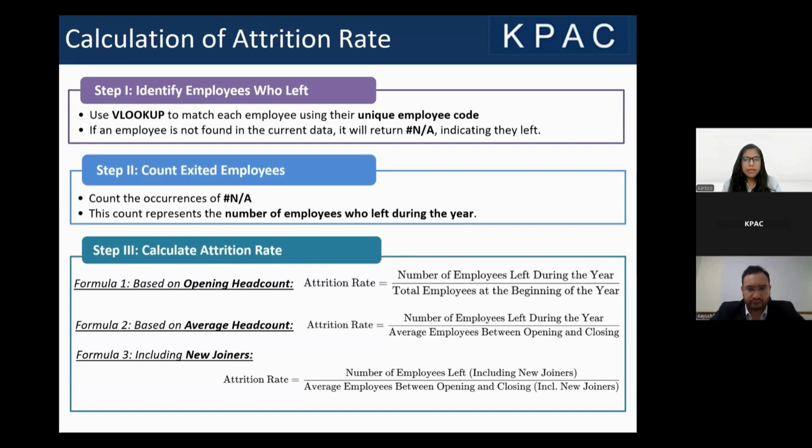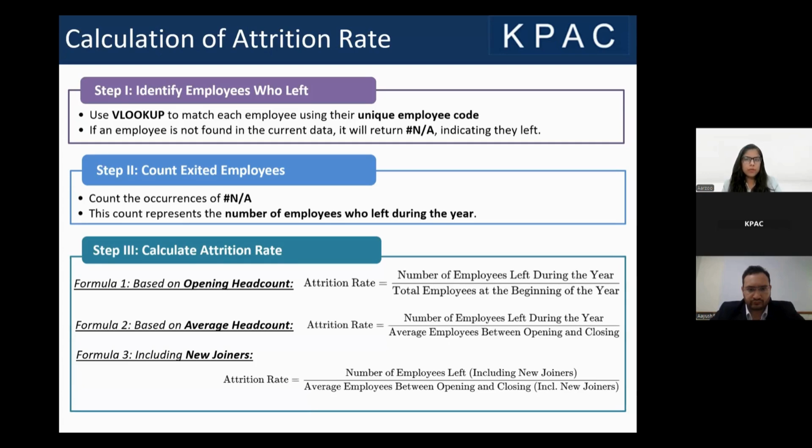Now that we have identified missing employees, we move on to step 2, wherein we count the occurrences of NA, which is not applicable. This count represents the total number of employees who have left the organization during the year. By automating this count in Excel, we can ensure quick and accurate attrition tracking across different time periods.